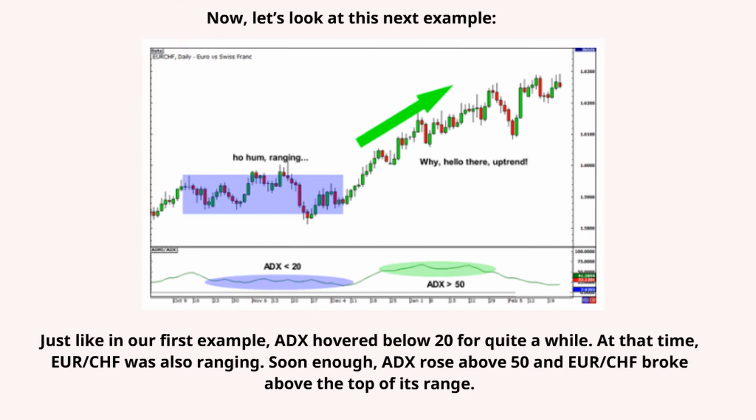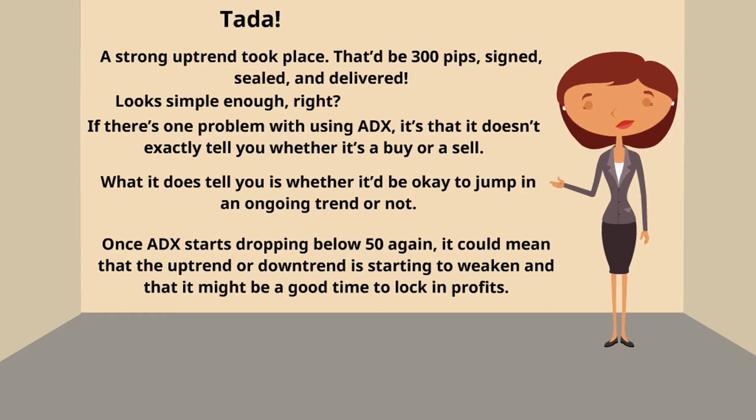Soon enough, ADX rose above 50 and Euro to Swiss franc broke above the top of its range. Tada! A strong uptrend took place. That'd be 300 pips, signed, sealed, and delivered.